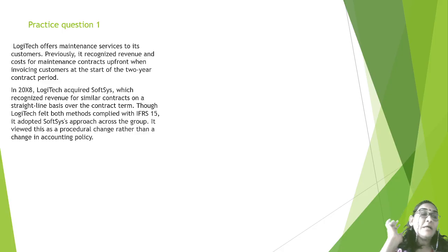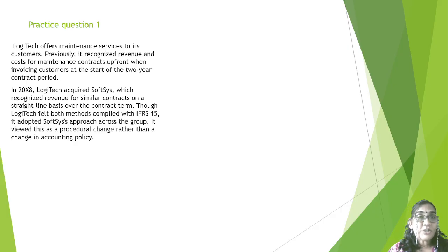Now in 2008, Logitech acquired Soft System, which recognized revenue for similar contracts on a straight line basis over the contract term. Although Logitech felt both methods complied with IFRS 15, it adopted Soft Systems' approach across the group. It viewed these as a procedural change rather than a change in accounting policy. So here Logitech has acquired another company where it also sells similar maintenance contracts but recognizes the revenue over the period of the contract on a straight line basis.